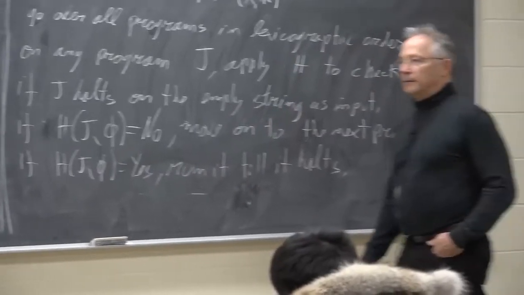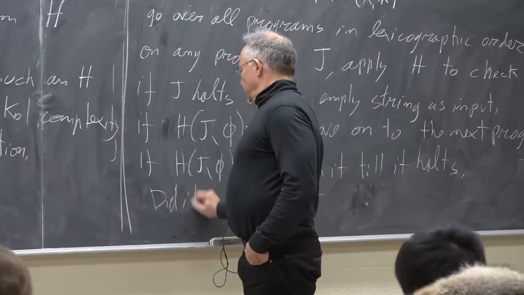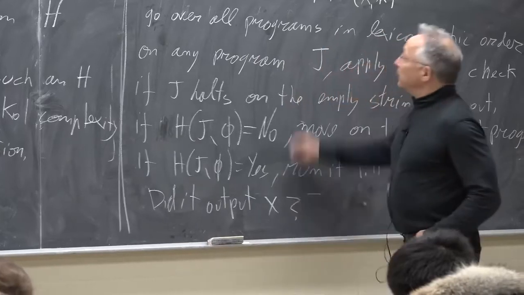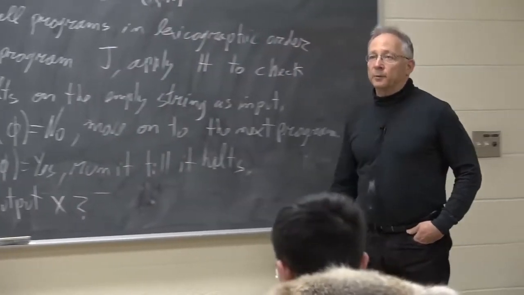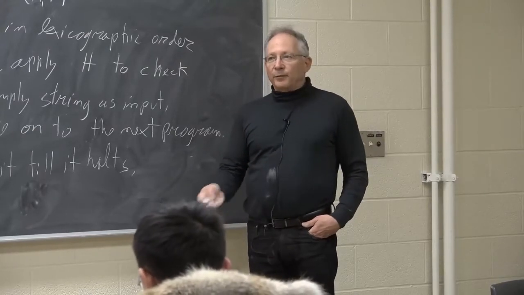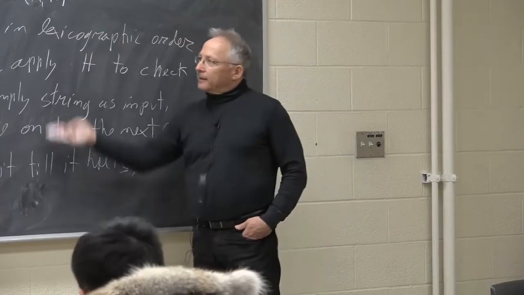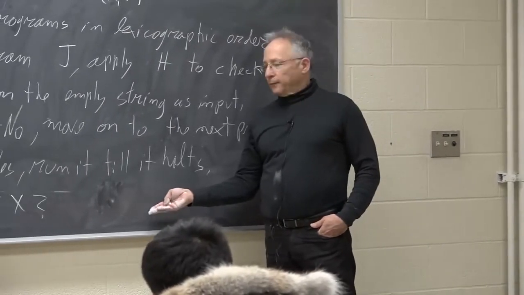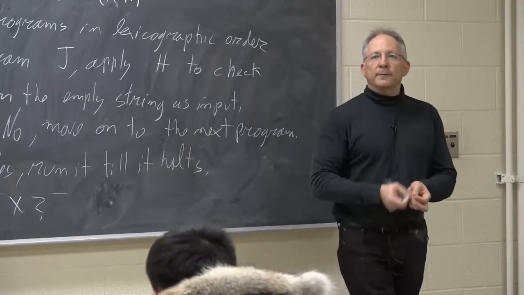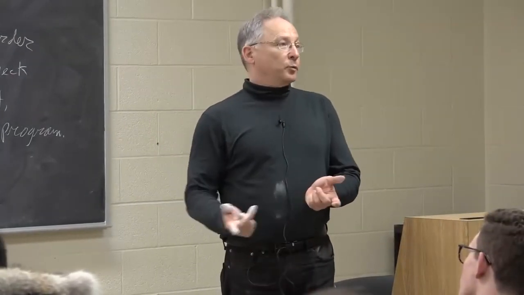And now check: did it output X? I want to check whether the Kolmogorov complexity of X was K. So I'll go over all programs and find the shortest one that outputs X. This program that I gave you now finds the shortest program that outputs X, because it goes over all programs in order of their lengths and checks if they output X or not.